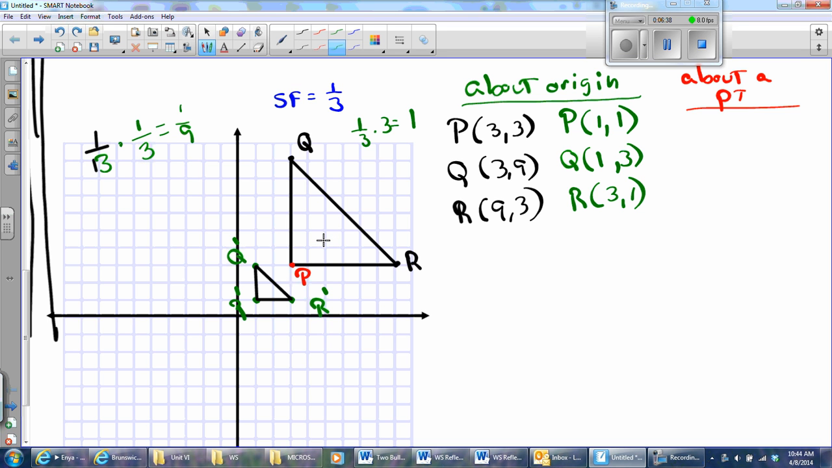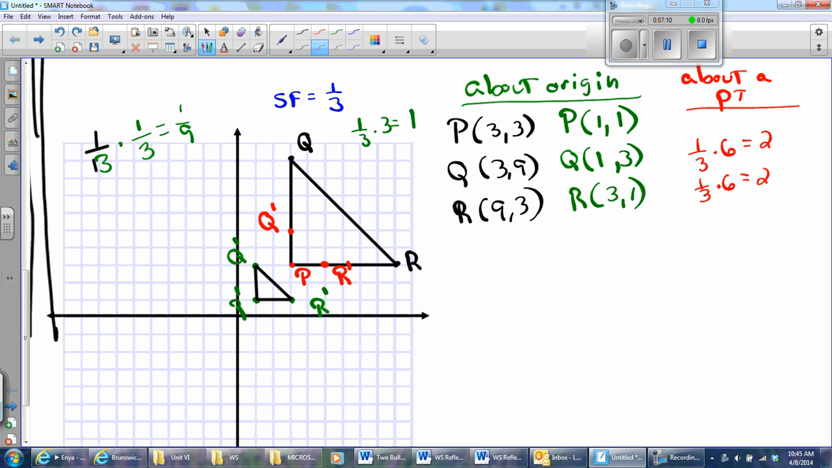Okay, they would have the same area. All right, now if I'm going to do it about point P, well then I just see how long the segment is. P to R is 1, 2, 3, 4, 5, 6. 1/3 of 6 is 2. So the new one needs to be there. This is also 6 long, so that'll be 1/3 of 6. So it'll be 2. So the new Q will be there.